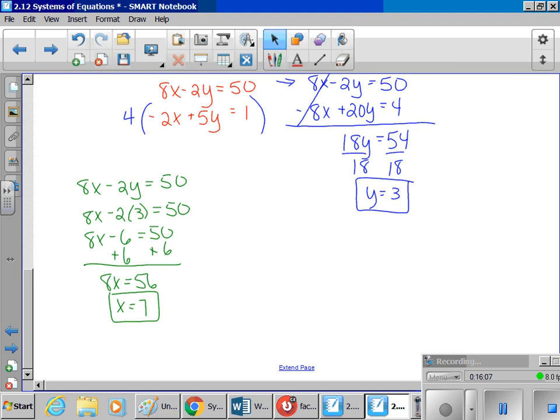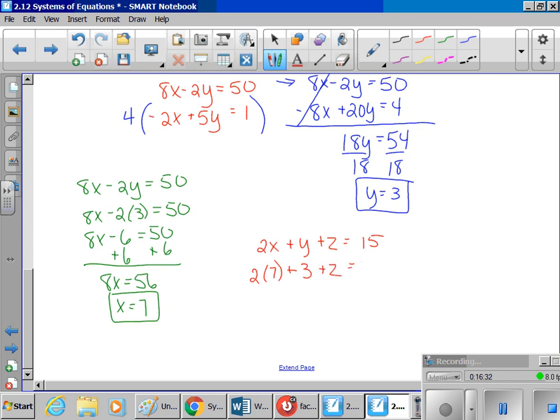But every time I'm working on this, I'm getting point after point after point. We're so happy. So now the last step is I have to go all the way back to the top and pick one of those equations up at the top. So let's just, for easy, pick the first one. 2x plus y plus z is equal to 15. So now I have two of these that I can plug in. 2 times 7 plus 3 plus z is equal to 15.